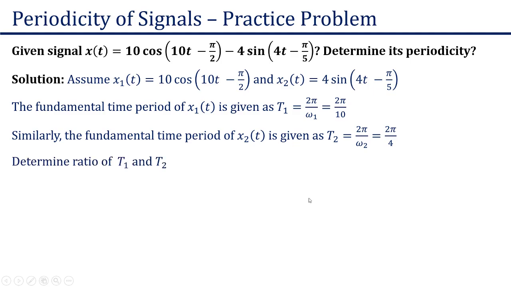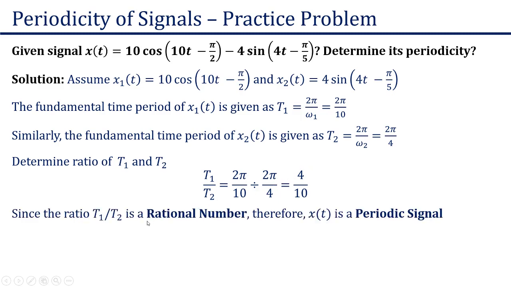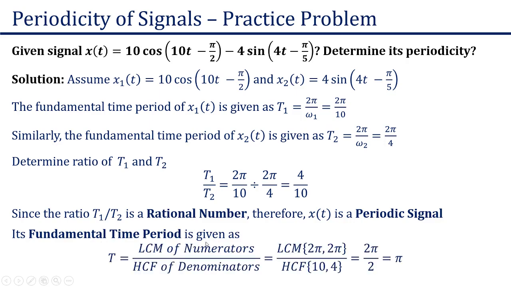To determine the periodicity of the signal x(t), we need to know the ratio of T1 and T2, which is equal to 2π/10 divided by 2π/4, which is equal to 4/10. This is a rational number, therefore the signal x(t) is a periodic signal. If this ratio of T1 and T2 had been an irrational number, then the signal would have been an aperiodic signal. Since it is a periodic signal, the fundamental time period is to be calculated for this case.